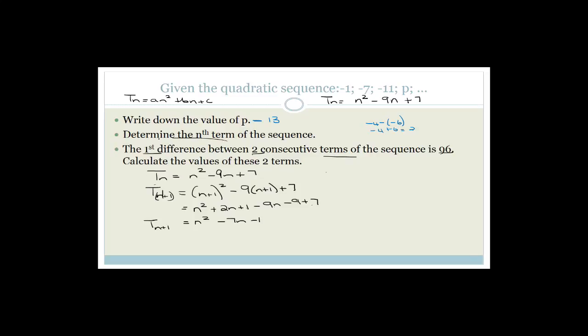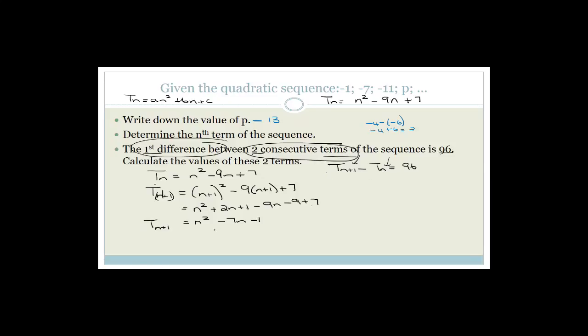But now it says the first difference between two consecutive terms. So this would be term 1 and this would be term 2. They want the first difference, which means we have to subtract them. So we're going T(n+1) minus Tn, and that equals 96. We want to find out the values of the two terms, so in order to do that we actually need to find out what n is. Do you agree?